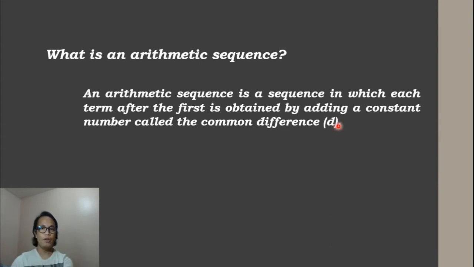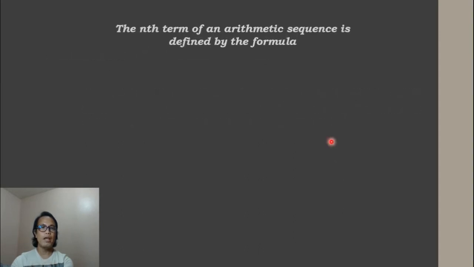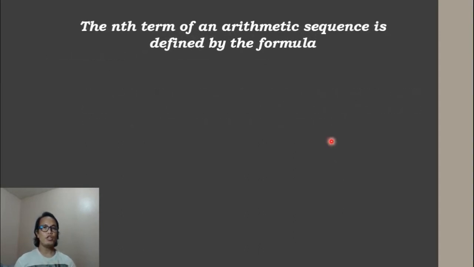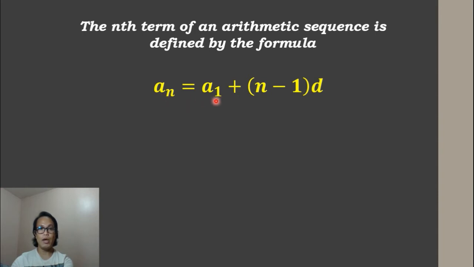So to proceed, the nth term of an arithmetic sequence is defined by this formula. That is, a sub n is equal to a sub 1 plus the quantity n minus 1 times d. Here, as I've said, the d is called the common difference, where a sub 1 is denoted as the first term, that is denoted by the subscript 1 here. A sub 1 means first term.